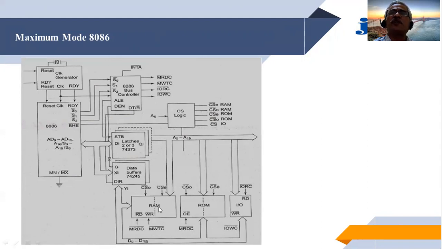And depending upon how your memory is organized, whether it is organized in odd, even banks or only a single bank, accordingly the BHE and the A0 bar can take care of selecting either only the odd memory bank, or only the even memory bank, or both of them, or none of them.